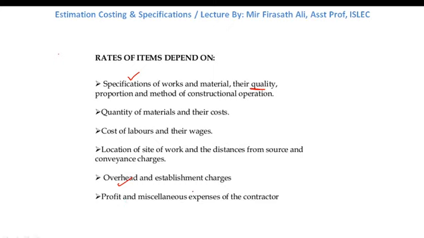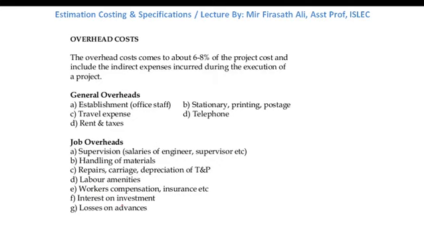Profit and miscellaneous expenses of the contractor. As we have said, we keep around 10% of the total job work as the contractor's profit. When we talk about overhead cost, it comes to about 6 to 8% of the project cost and includes the indirect expenses. These overhead costs are nothing but indirect expenses incurred during the execution of a project.